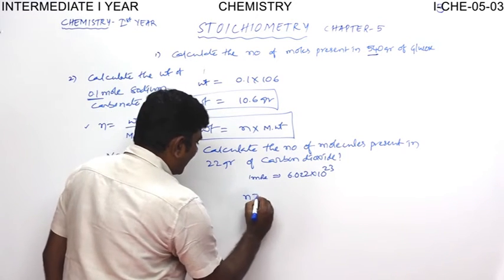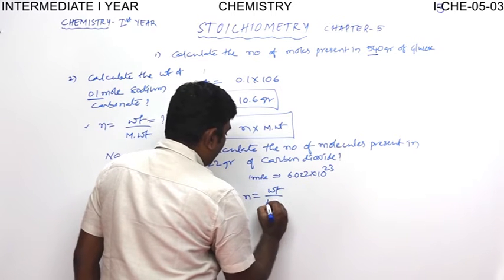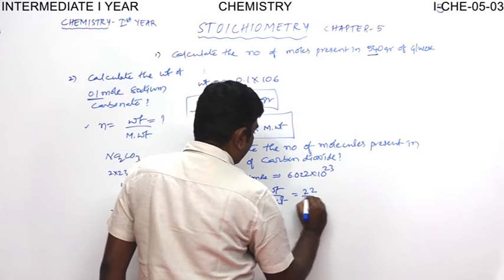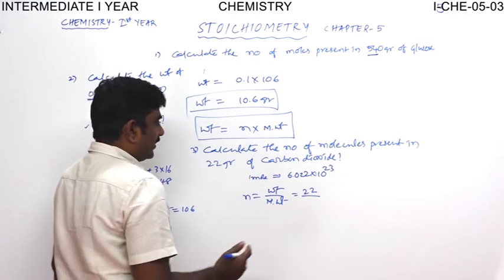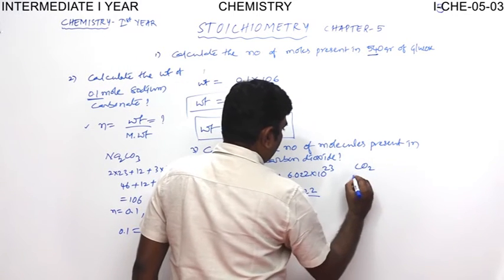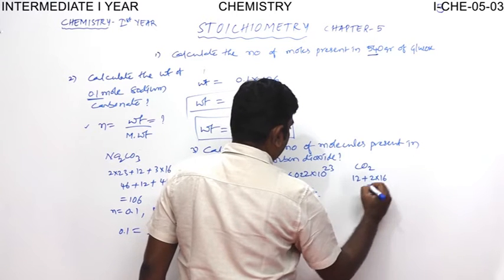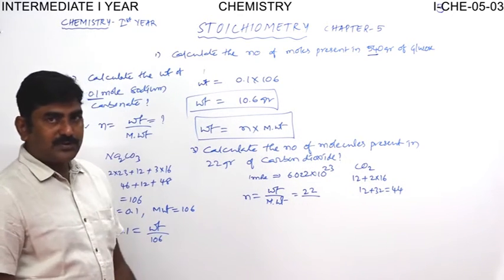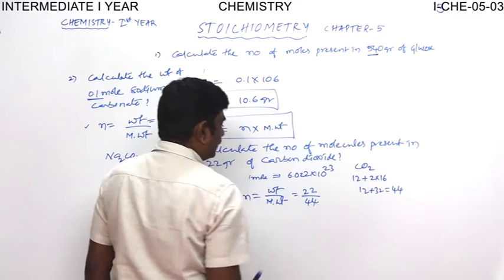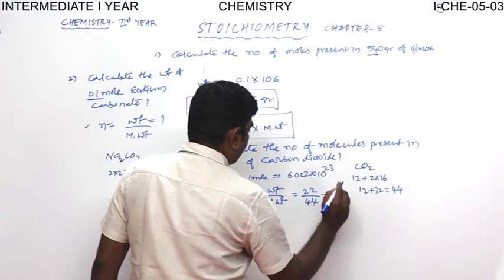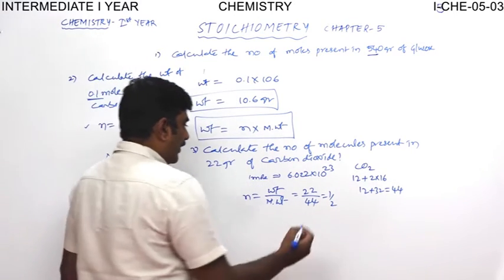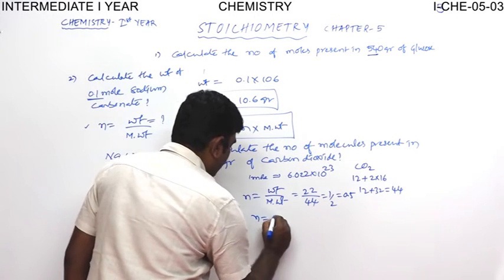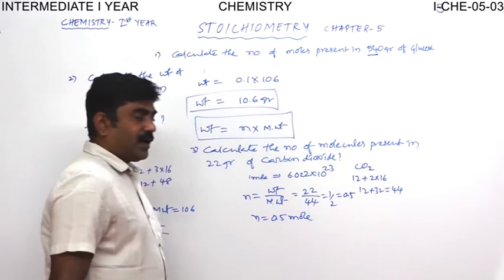Number of moles is equal to weight by molecular weight. How much weight is given? 22. What is the molecular weight of carbon dioxide? Carbon 12, 2 oxygens is 16, so 12 plus 32 is equal to 44. So 22 by 44, that is 1 by 2, which is 0.5. So we have 0.5 moles.